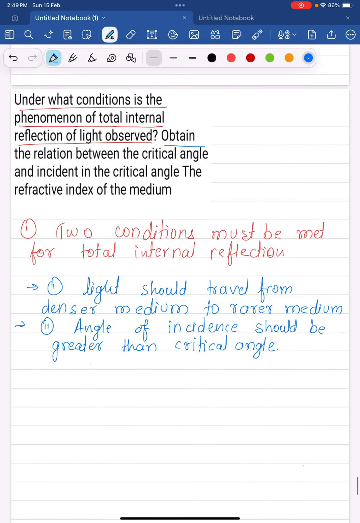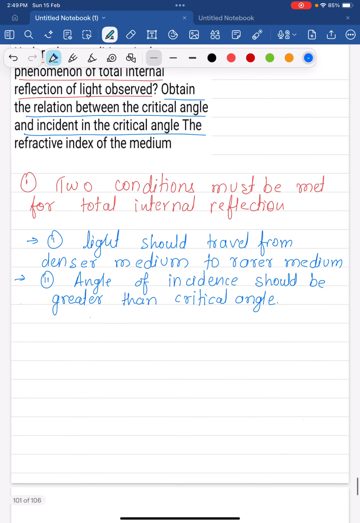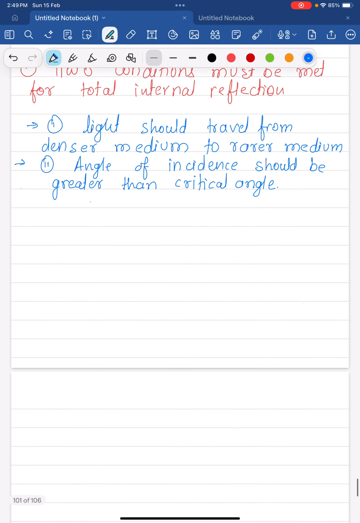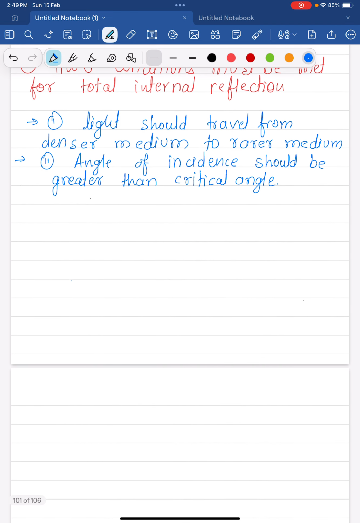Second question is, obtain the relation between the critical angle of incidence and the refractive index of the medium. Suppose there is an interface which separates two media, medium 1 and medium 2, and this is the normal. A light ray is incident.